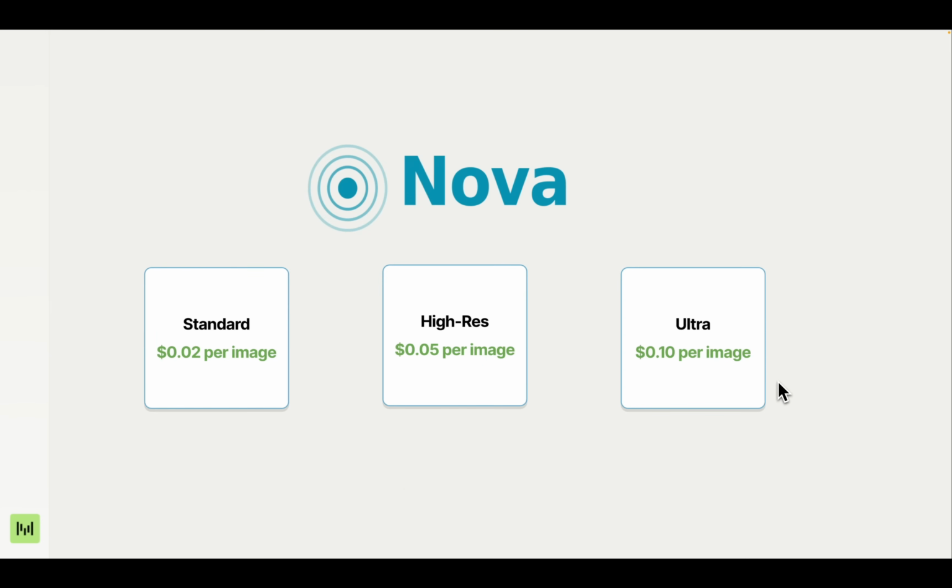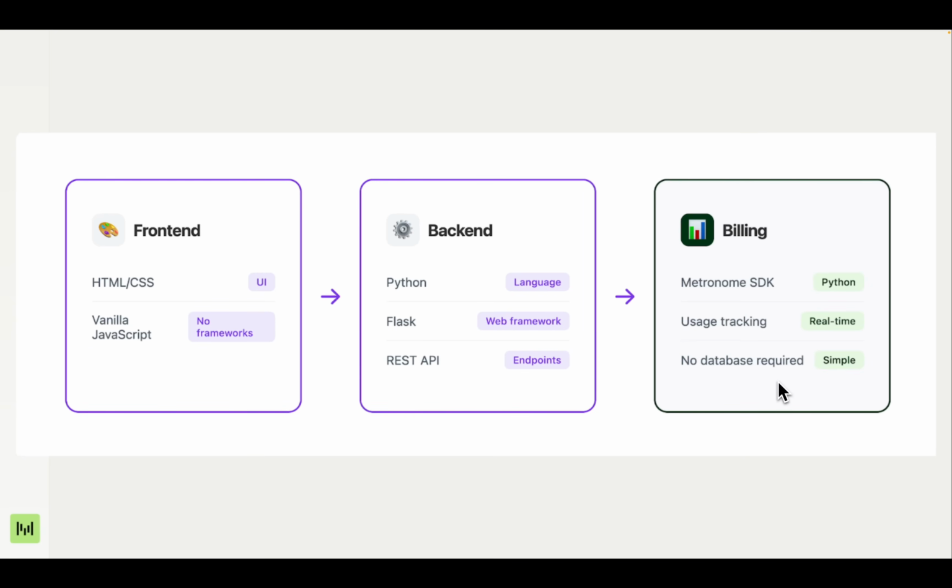So let's take it all the way back to episode 1 for a minute. We introduced Nova, our fictional image generation service, with their pricing structure, and we set out to build a full Metronome integration to power their billing. This was going to be a full stack application using Python with Flask for the backend API and vanilla JavaScript for the frontend. And the Metronome Python SDK was going to handle all our billing operations so we could track usage in real time. And we've done it. We're finally at the finish line. We've built a fully functional Metronome billing integration.